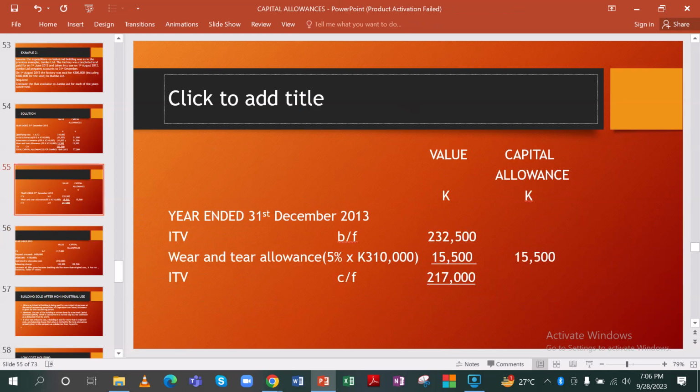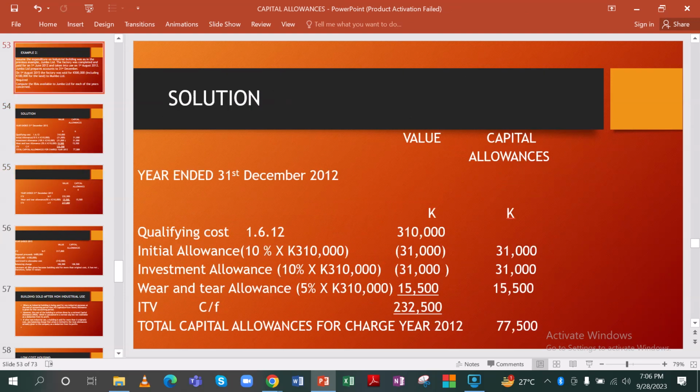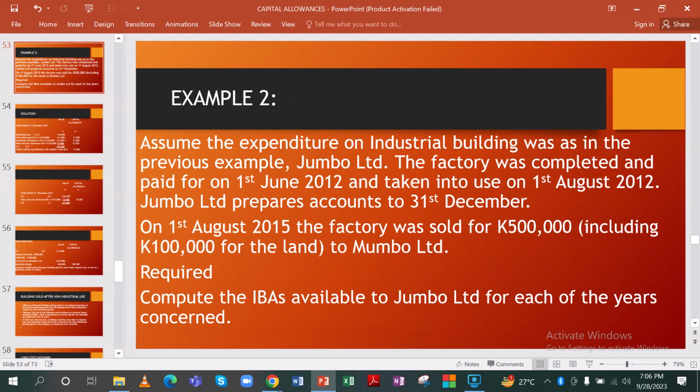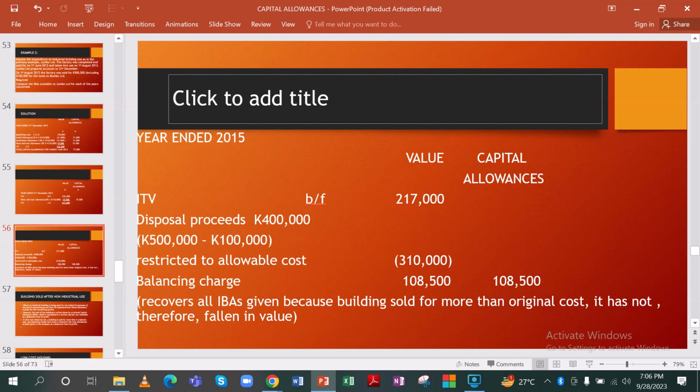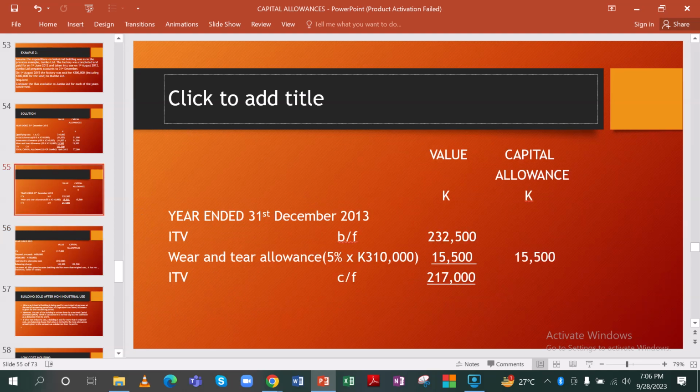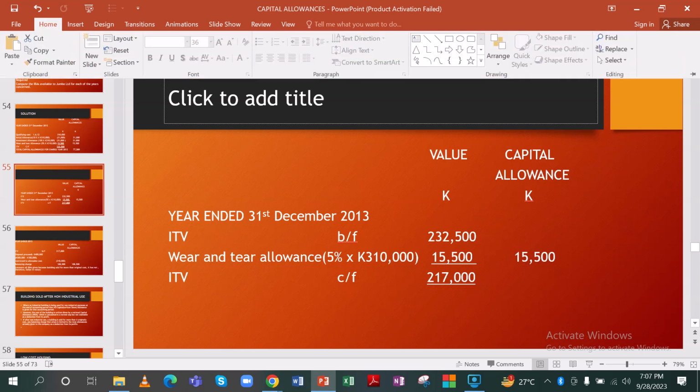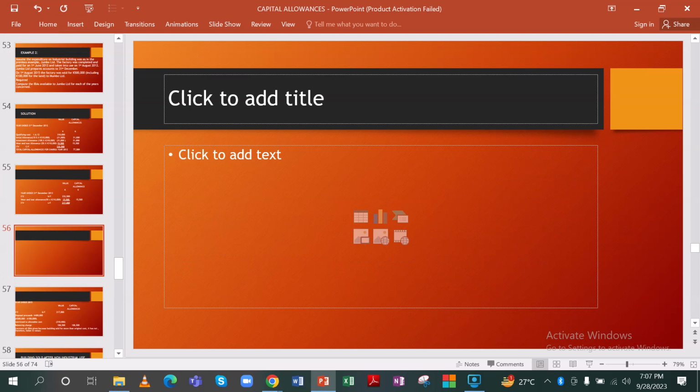Okay, so 2013, when was this building sold? The building was sold in August 2015. So there is 2014 in between. It needs to be calculated or catered for. So meaning that we have to take note of that. This is just 2013. We need also 2014.